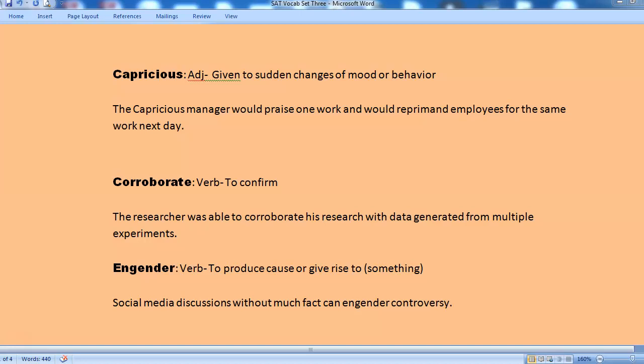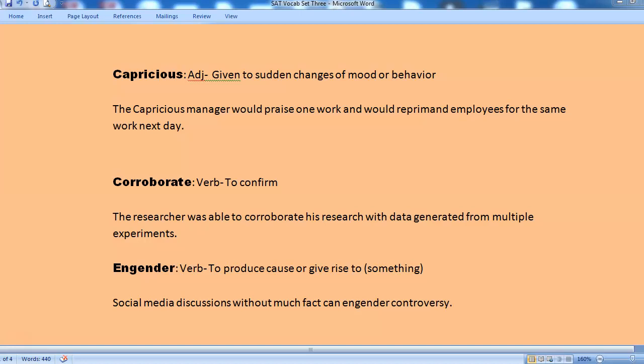Corroborate. Corroborate is a verb and it means to confirm. The researcher was able to corroborate his research with data generated from multiple experiments.